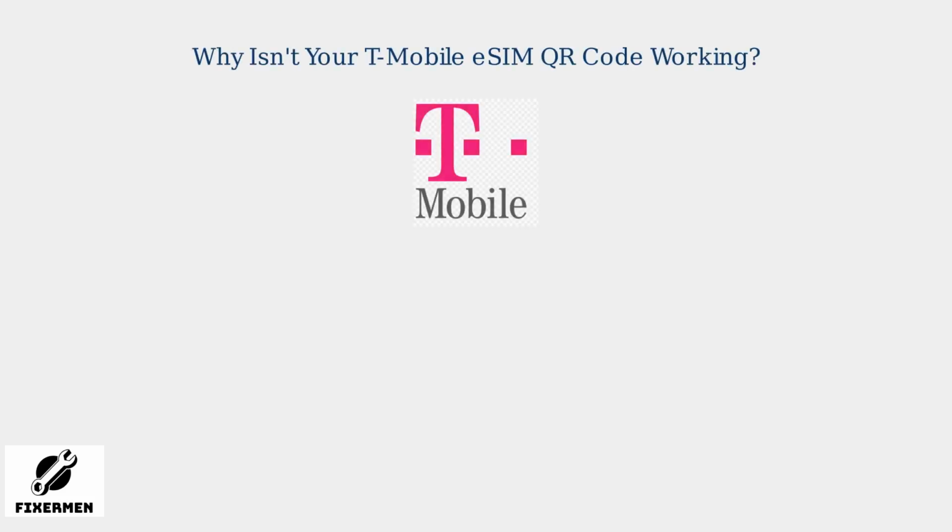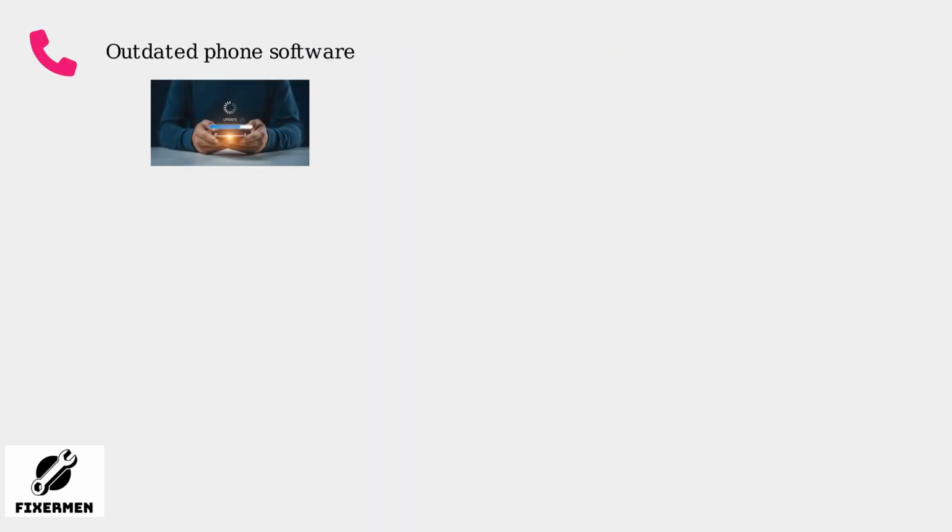Having trouble activating your T-Mobile eSIM with the QR code? You're not alone. Common reasons include outdated phone software. Poor lighting when scanning can cause issues. A damaged QR code prevents activation.